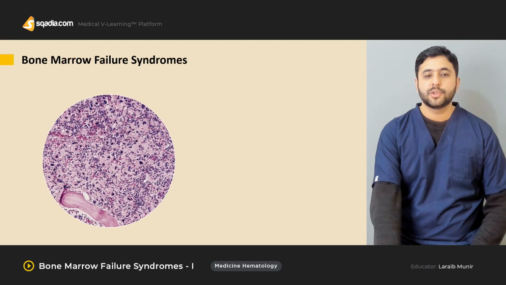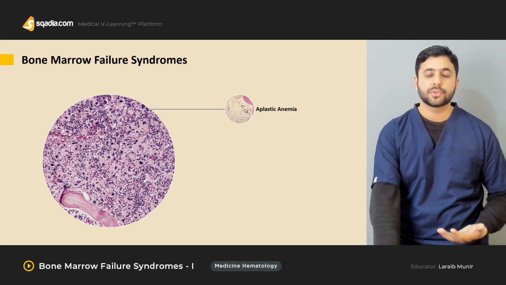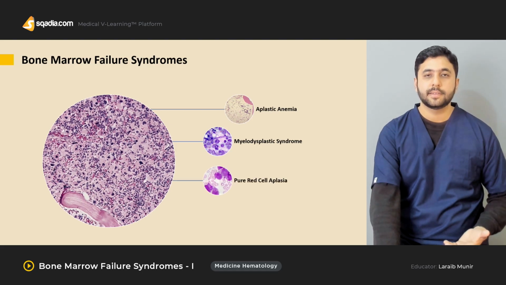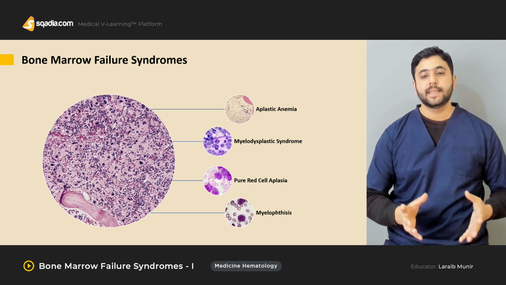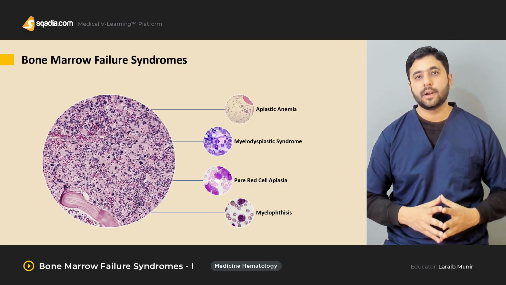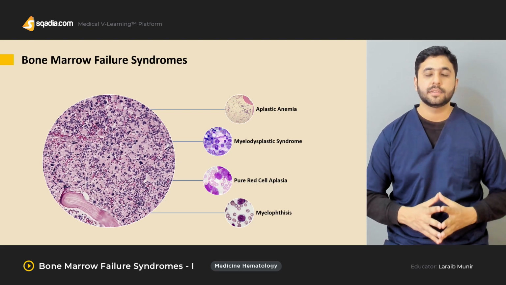The bone marrow failure syndromes can be classified into four major groups. The first one and the most common are the aplastic anemias. Then there are the myelodysplastic syndromes. Then there is pure red cell aplasia. And finally, there is myelophthisis for the matter of completion. In this lecture, we are going to talk about aplastic anemia and pure red cell aplasia. And then in the second part of our lecture on the bone marrow failure syndromes, we are going to discuss myelodysplastic syndrome and myelophthisis in great detail.